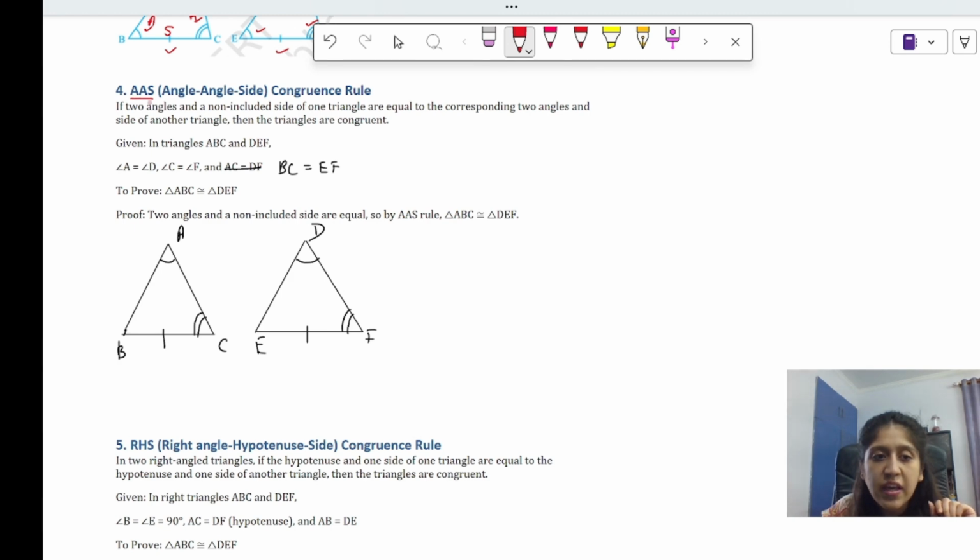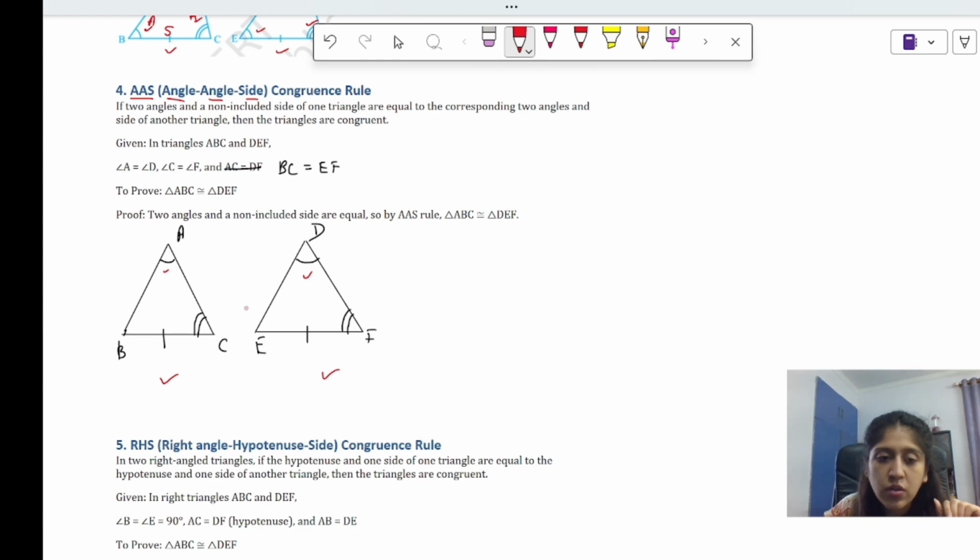So 4th rule is AAS rule. ठीक है, AAS is what? Angle, angle, side. अब आप मुझे बताओ what does this mean? This means कि मेरा angle, then immediate next angle should be equal and then immediate side should be equal. What does that mean? I have ABC, I have DEF. What does that mean? ये देखिए, my angle A is equal to angle D.